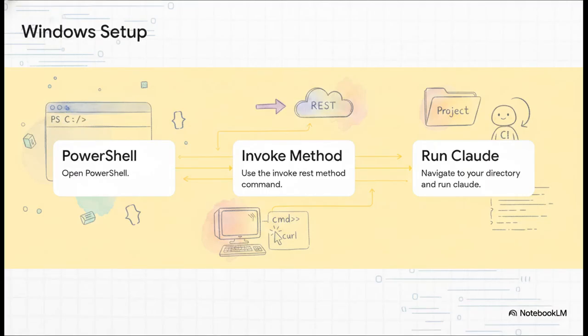Don't worry, PC users, your onboarding is just as seamless. For Windows, you're going to want to open up PowerShell. Once you've got that open, you'll use the Invoke-RestMethod command. Now, quick mentor aside for you: if you're a bit old school and prefer using the traditional Command Prompt, good old CMD, you can actually just use the curl command there instead.